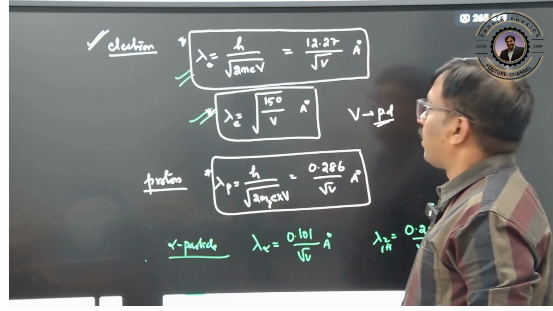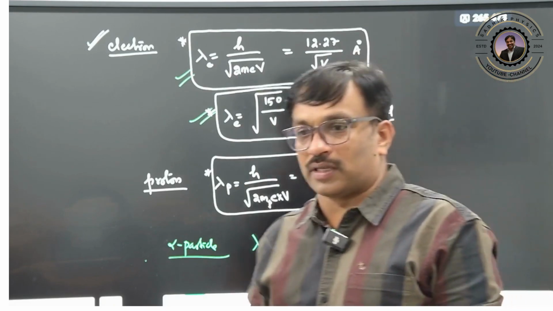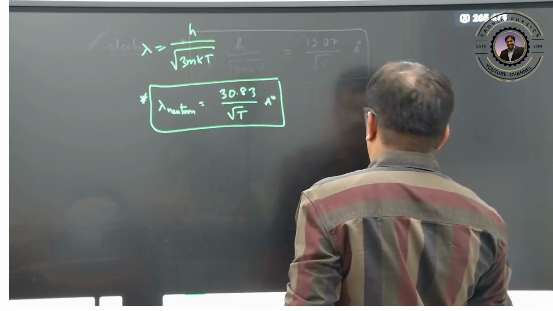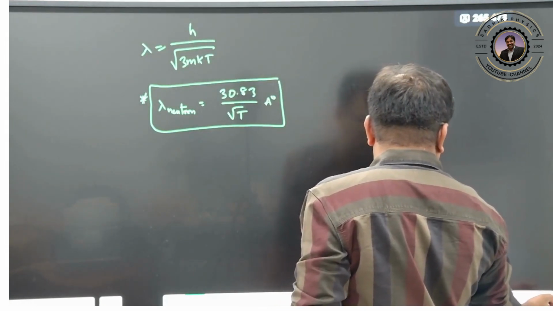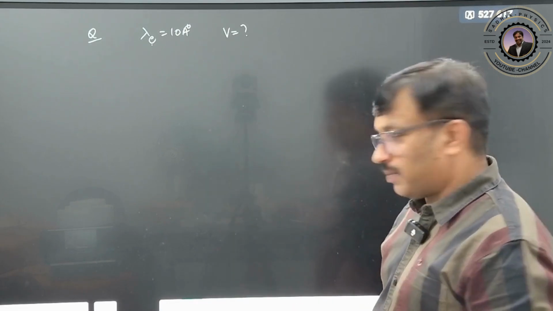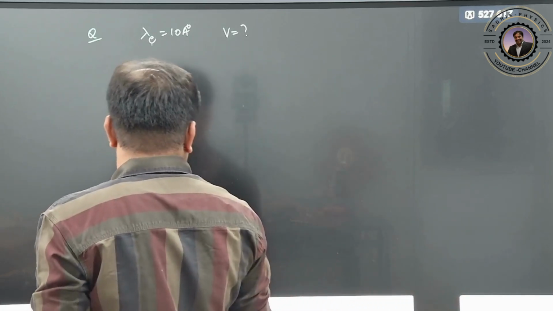12.27 divided by root V. These are some formulas. Let us do some problems involving this de Broglie wavelength. Very important concept. Let us see now. We will see the question. Actually, it was not visible properly, that's why I wrote it here.